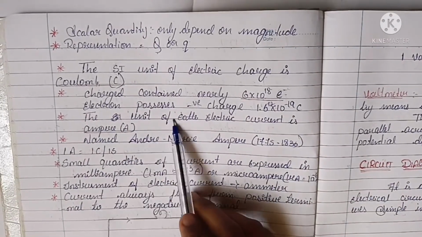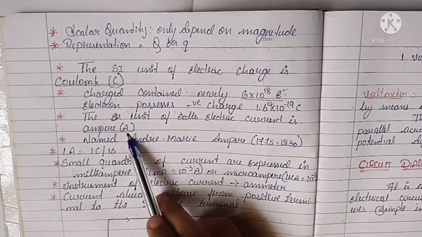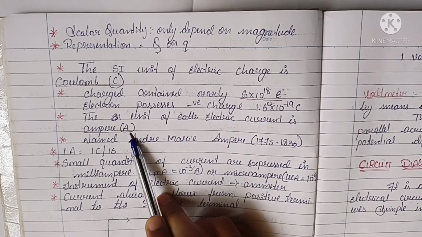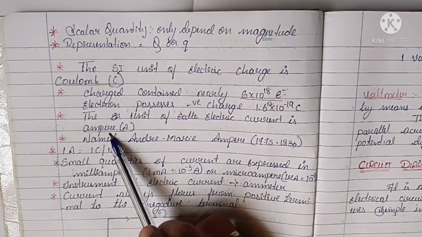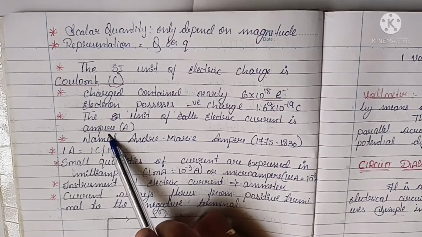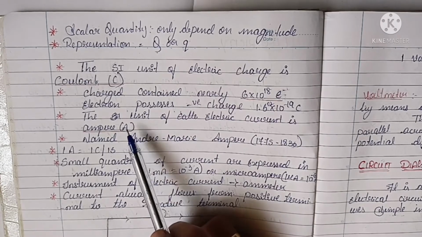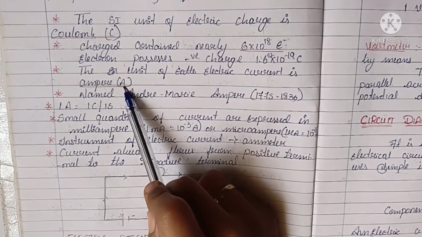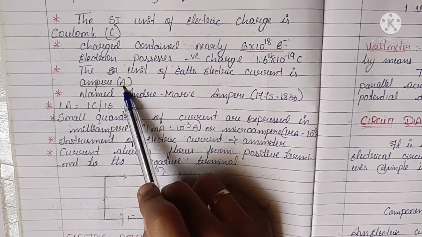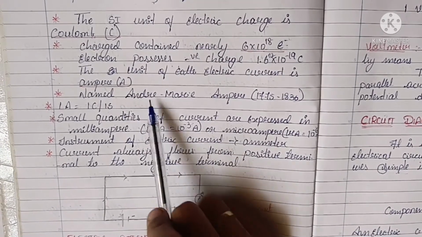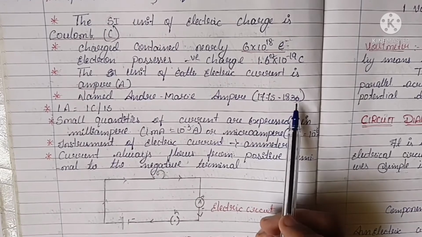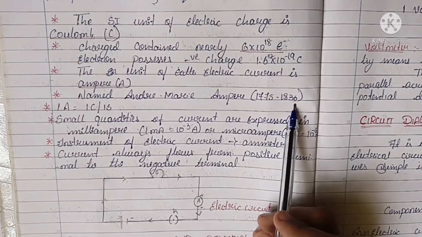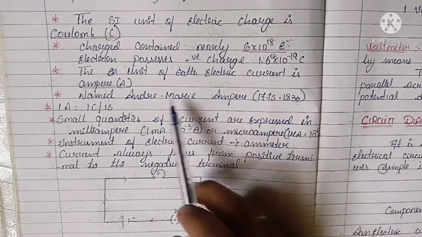And the next one, the unit of electric current is ampere, that is A. For the electric current also, we have the unit, that is ampere. We are going to mention it in the form of A. And why did we give this name ampere? Because the scientist called Andre Marie Ampere, in the time period of 1775 to 1836, discovered this one. So that's why we call it ampere.